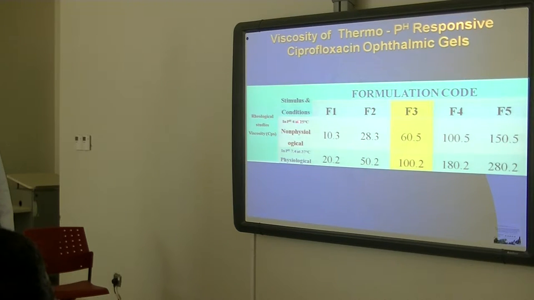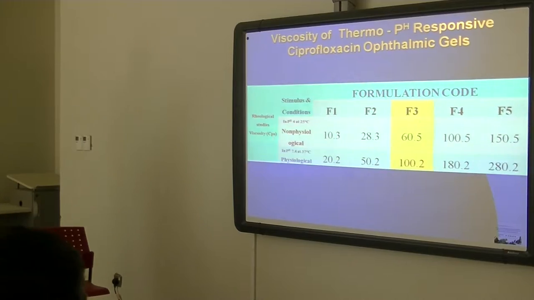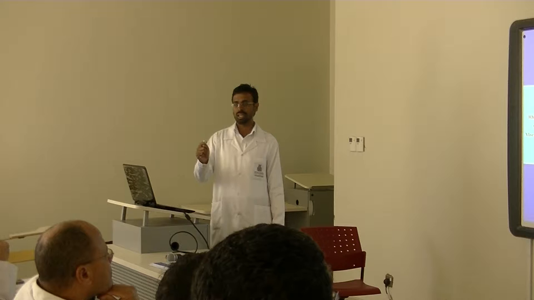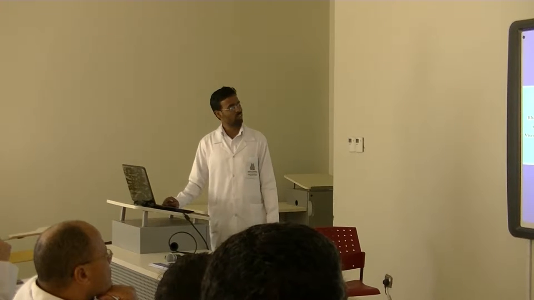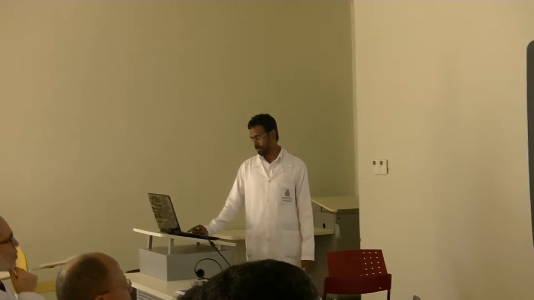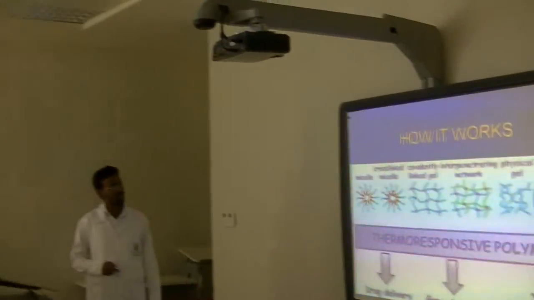In non-physiological condition, that is pH 4, at room temperature the viscosity is this much, whereas there is an increase in the viscosity at pH 7.4, that is physiological pH and physiological temperature. We have achieved the increase in the viscosity. Increase in the viscosity will retain the formulation at the particular site, so that it will sustain the action of that particular drug. With that, we can increase the bioavailability. Here is the comparative drug release. Now the mechanism involved in that, the micelle gets converted into a rigid gel.